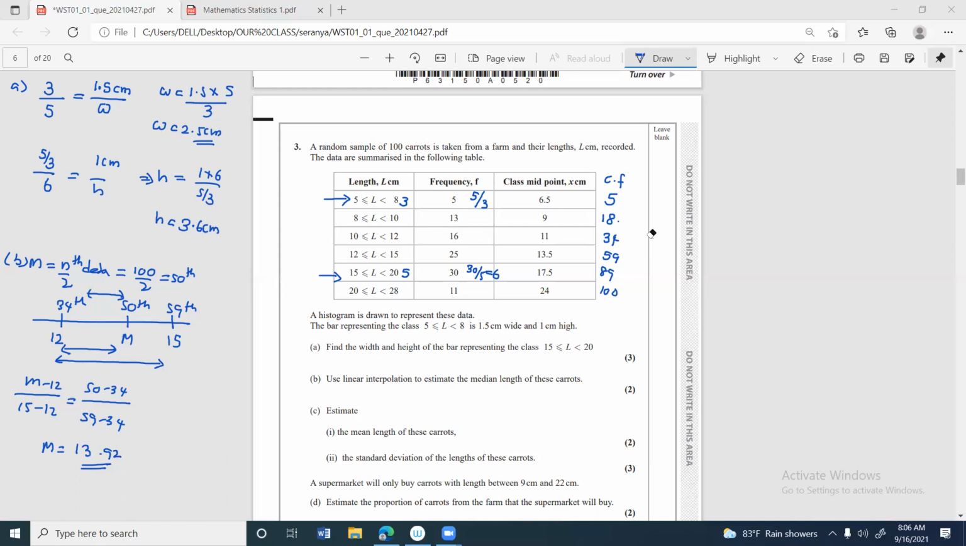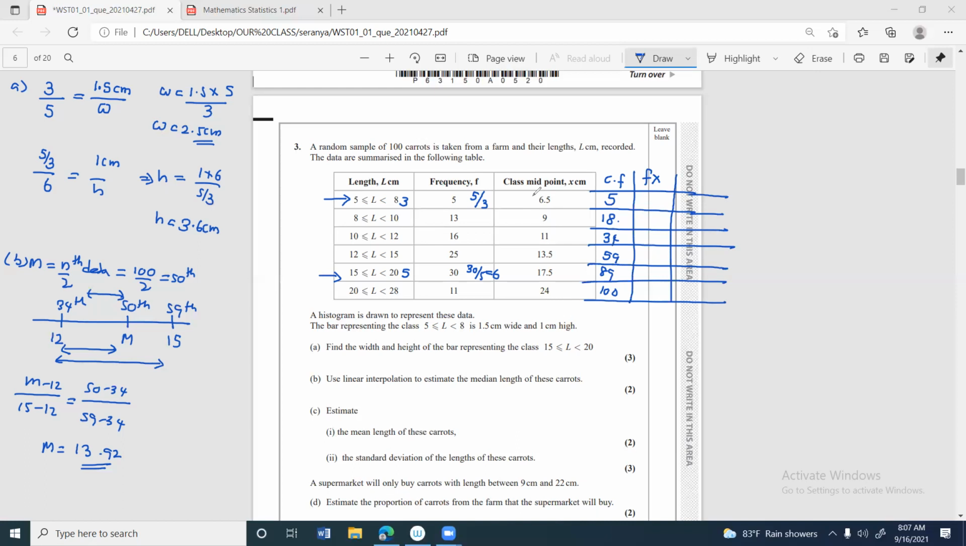Here I just make a little bit of an extension, because we need another column as well. Just make this fx column. How to get the fx column? 5 into 6.5. That's the first entry. No need of actually filling this. If you can do it manually, it doesn't make a problem. The fx column means 5 into 6.5.